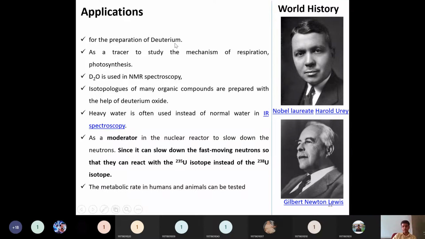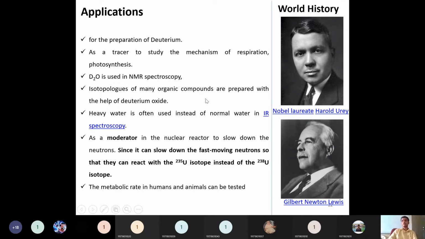We can use this heavy water as a tracer to study the mechanism of respiration and photosynthesis. From a biotechnological view, we can study what type of mechanism is involved during respiration and during photosynthesis in plants. To study that, we can use deuterium, heavy water, as a tracer.